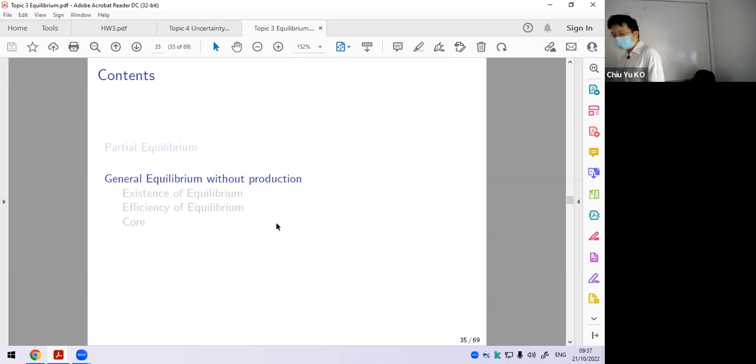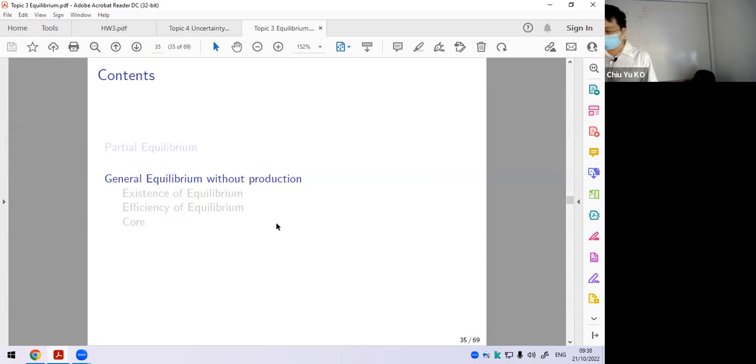In particular, if you draw a particular line here, passing through this point, tangent to both indifference curves, this will be the Walrasian equilibrium.